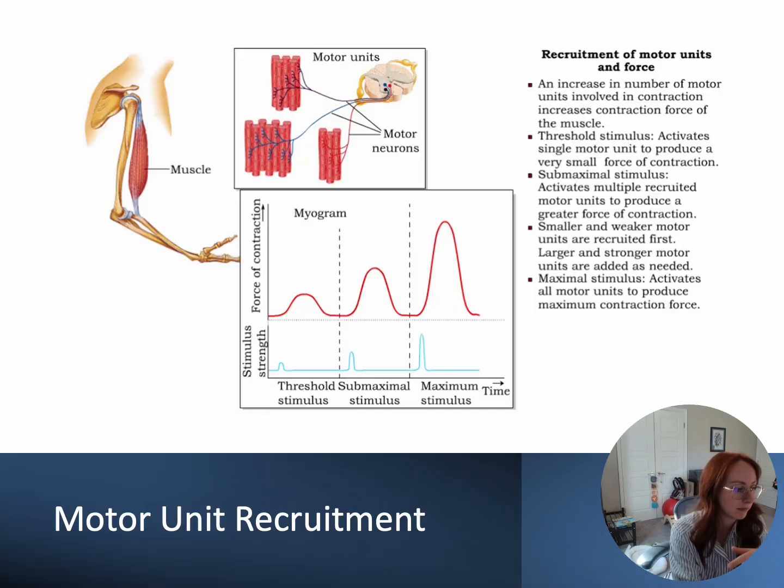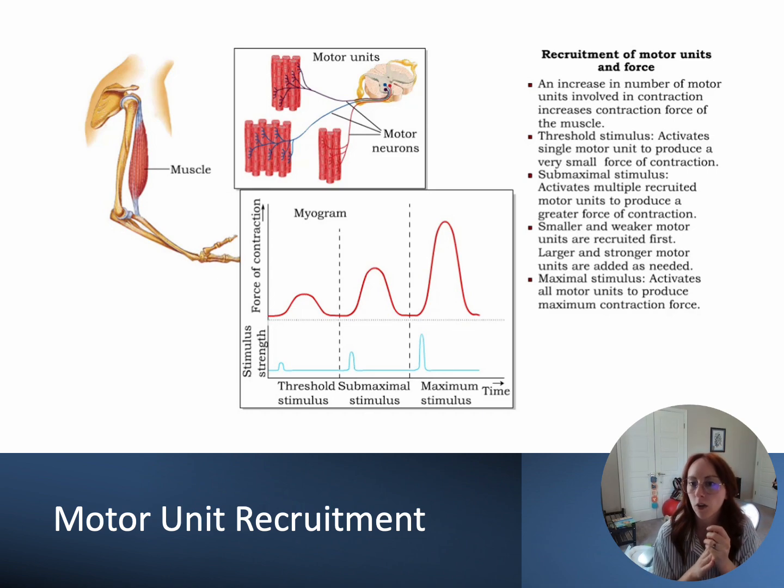Okay, and this is kind of summarizing that a little bit again. An increase in the number of motor units involved in contraction increases the contraction force of the muscle. So again, if we're able to increase the number of motor units that your body can innervate, then you're going to have an increase in contraction or increased force when that muscle is contracted.